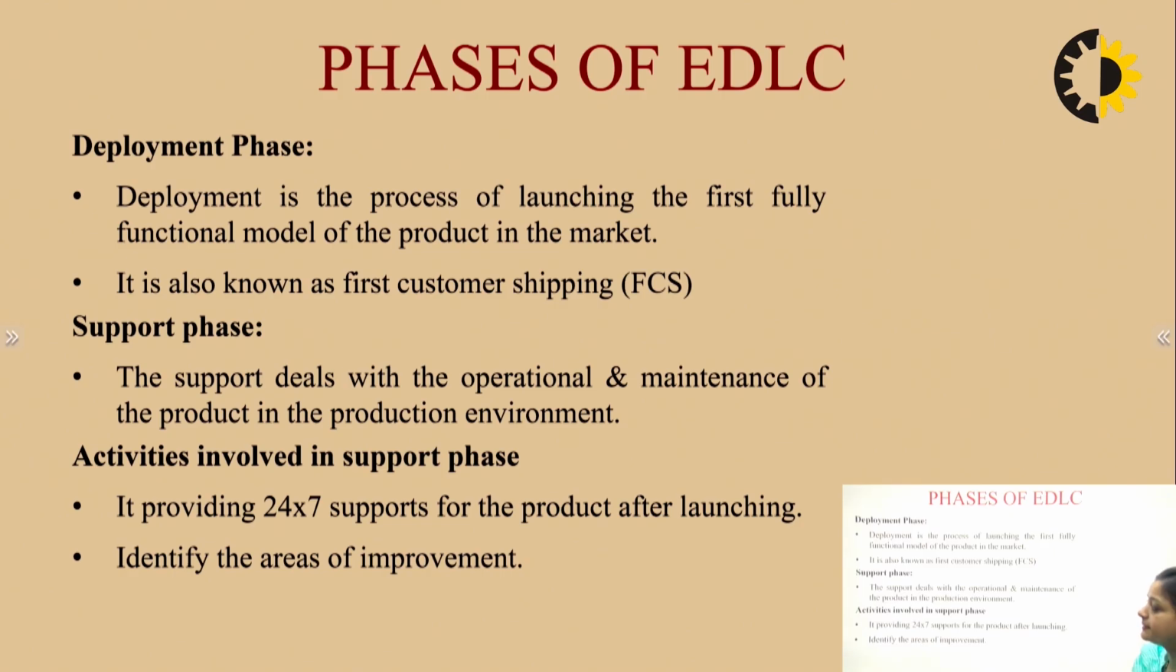Next we have the support phase. Obviously, as you have seen, with every product there is a toll-free number given to you, which provides 24/7 support in the backend for maintenance and all the related activities. So the support level deals with the operation and maintenance of the product in the production environment. The activities involved in the support phase include 24/7 support for the product. After launching, identify the areas of improvement.